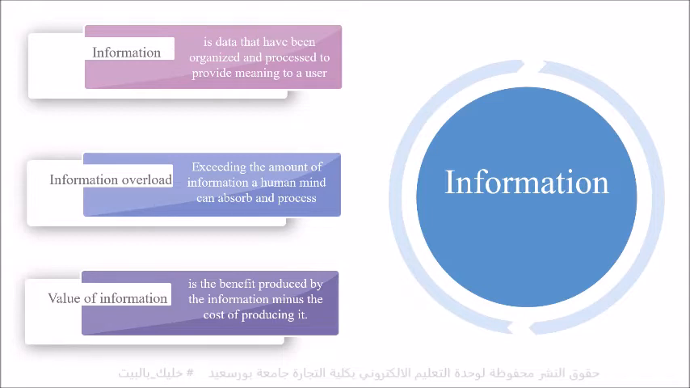Okay. The third definition here is value of information. Value of information is the benefit produced by the information minus the cost of producing it.